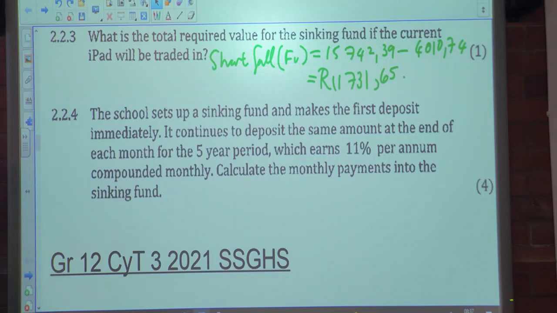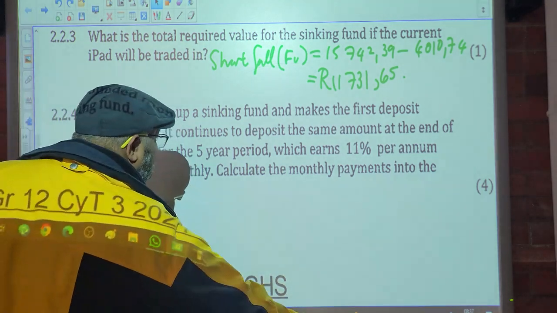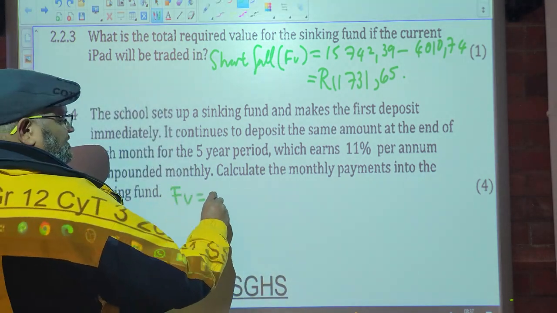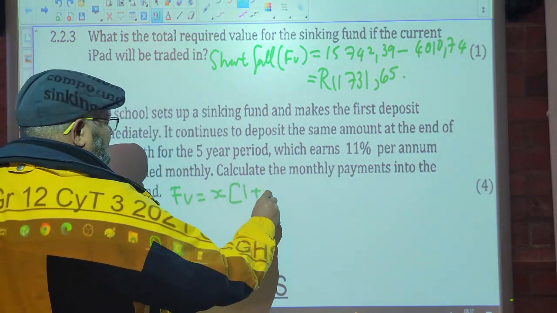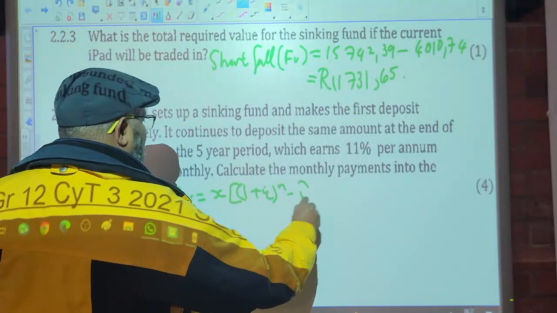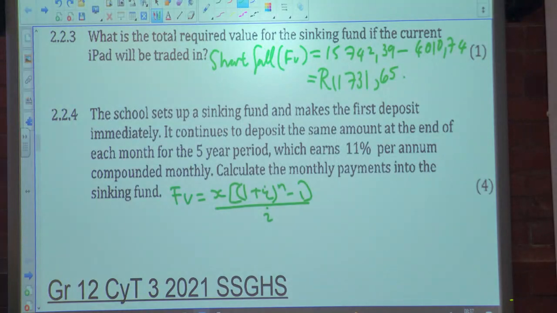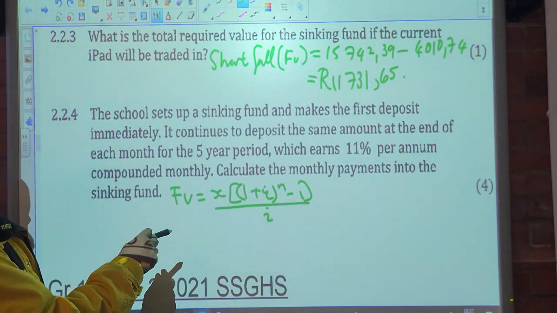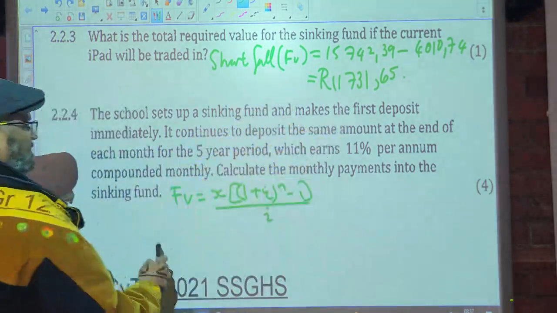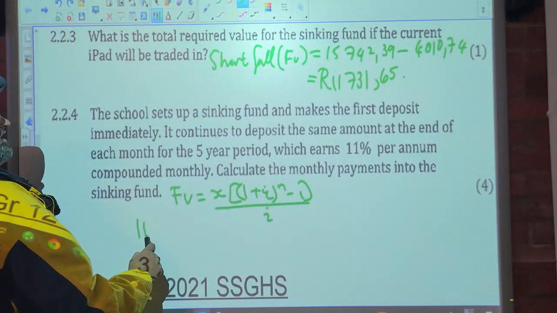Calculate the monthly payment into the sinking fund. The sinking fund follows the formula: future value is equal to x into ((1 plus i) to the exponent n minus 1) all over i. FV is your shortfall, what you're looking at to save.